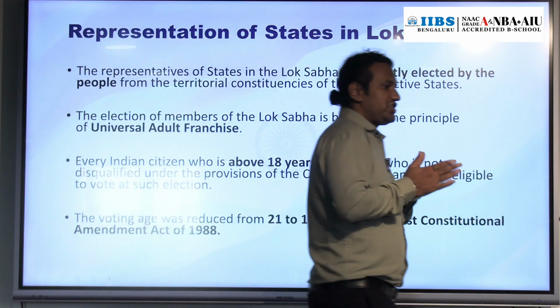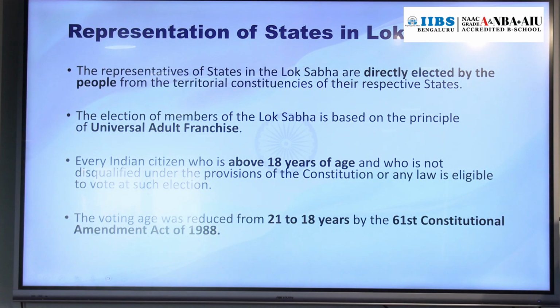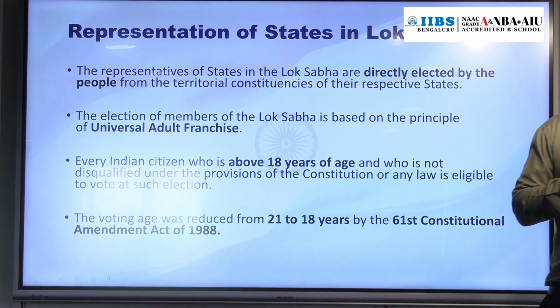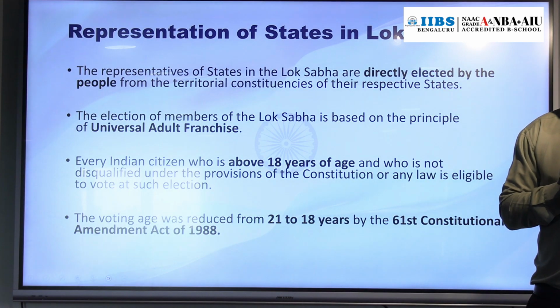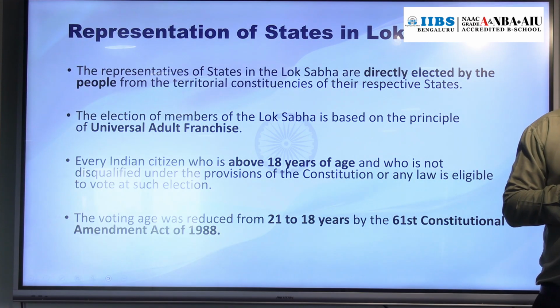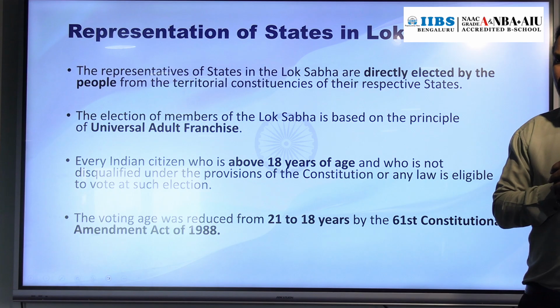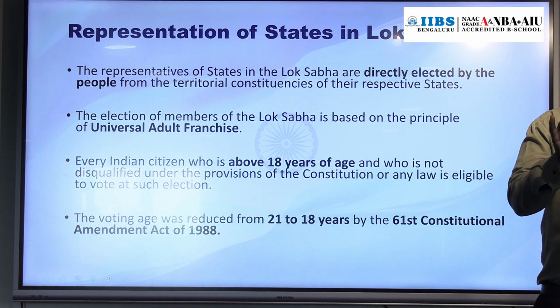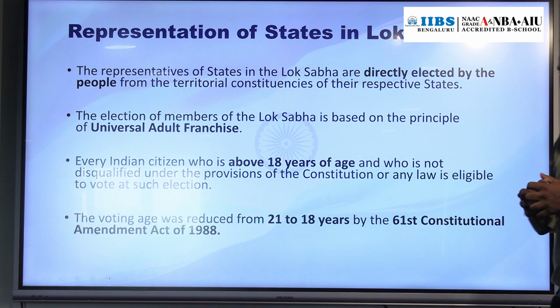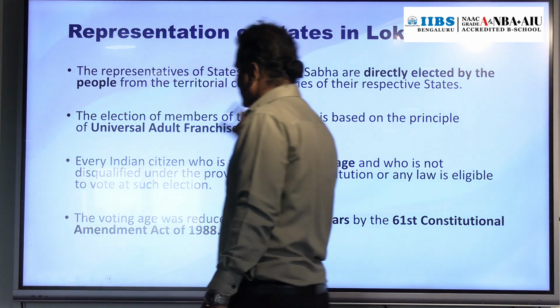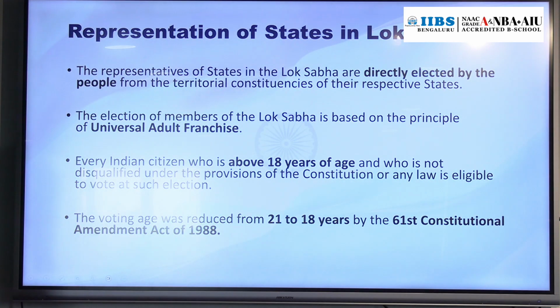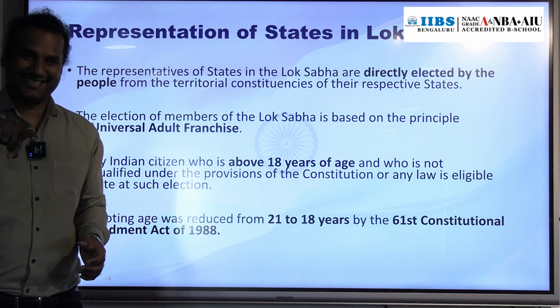Then what about the representation of states in the Lok Sabha? Rajya Sabha was an indirect election. We discussed the method of proportional representation by means of single transferable vote. But in case of Lok Sabha, there is no such thing. In Lok Sabha, it is a direct election. People from the territorial constituency elect their respective member of Lok Sabha. We vote for the MP, that is, the MP of Lok Sabha.